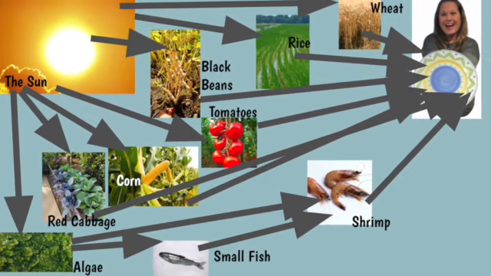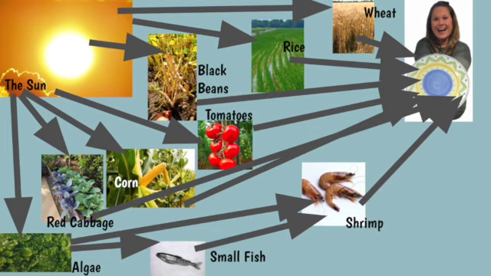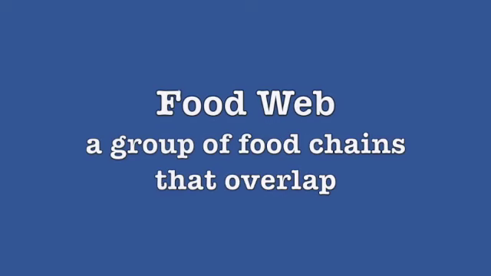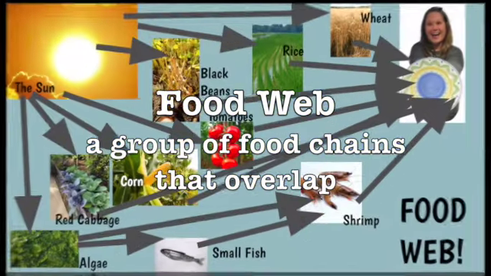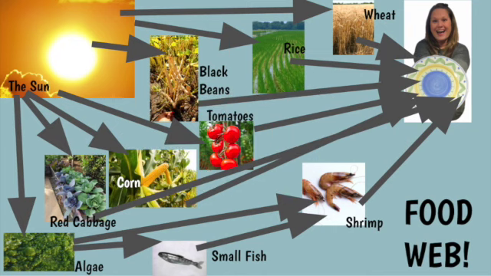Most producers and consumers are part of food webs because they are in multiple food chains. A food web is a group of food chains that overlap. When you look at any food web, you're going to be able to trace multiple food chains, which means we are tracing multiple ways energy is flowing from the sun to different organisms.